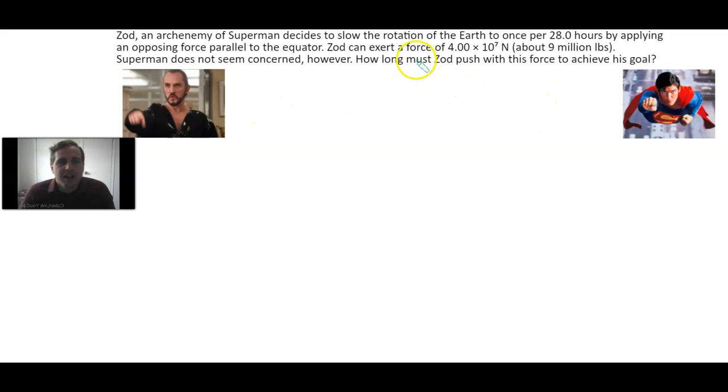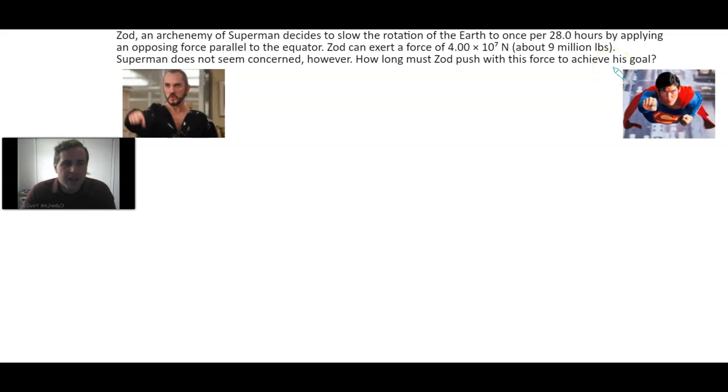So Zod decides to slow the rotation of the Earth to once per 28.0 hours by applying an opposing force parallel to the equator. Zod can exert a force of 4.00 times 10 to the 7th newtons. That's about 9 million pounds. Superman does not seem concerned, however. How long must Zod push with this force to achieve his goal?